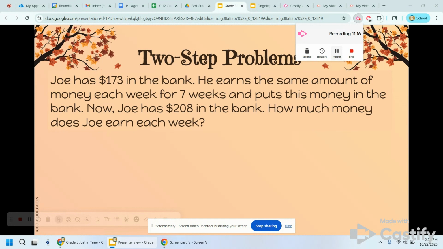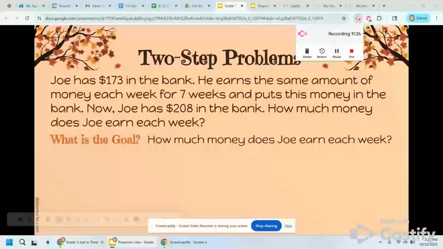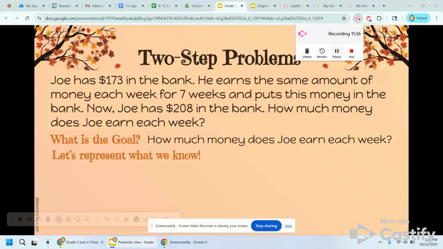A strategy that I try to work with my teachers on, and when I was a teacher, I would work with my students on, was identifying what's the goal? What is going to get me the correct answer? I need to know, how much money does Joe earn each week? Then I have to back up and look at the structure of the problem and what's happening in this problem. Let's represent what we know.